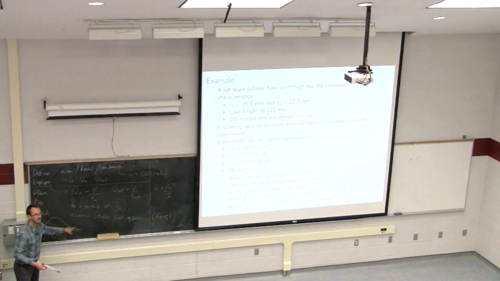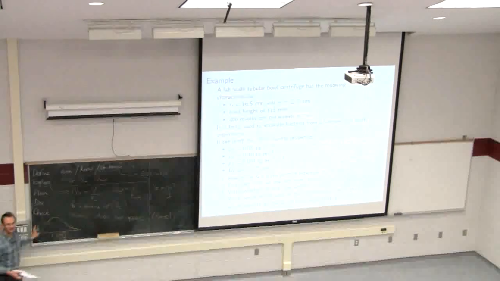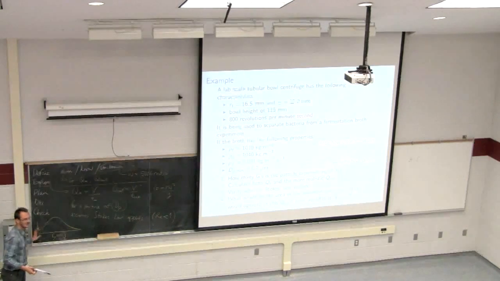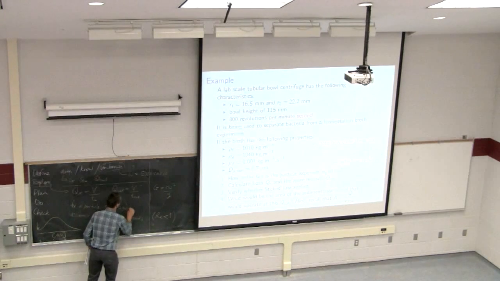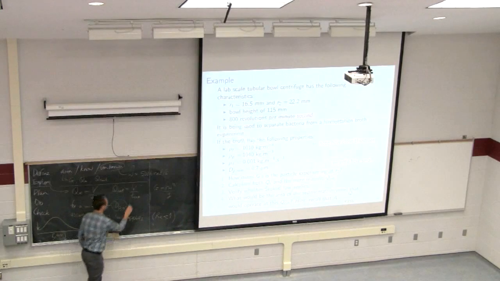We don't design for the maximum particle size. We design for the minimum. If the minimum particle can get separated, everything else will also be separated. So that's a valid assumption to be making. So for a particle of dp, min is what we need to be using.